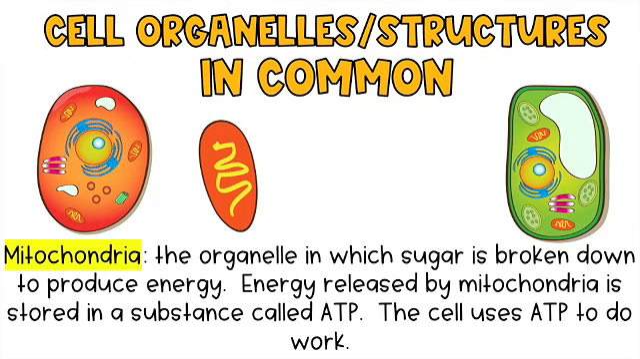Next, we have the mitochondria. I always tell my students it's the mighty, mighty mitochondria. It has so much power. This is an organelle in which sugar or glucose is broken down to produce energy. Now, in consumers, we get that sugar from food. In producers, like plants, they get that energy from photosynthesis. But energy released by the mitochondria is stored in a substance called ATP. ATP is short for adenosine triphosphate, and this is what the cell uses to carry out work and important jobs.